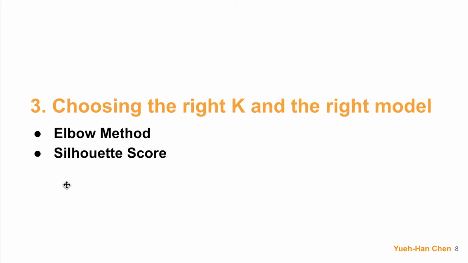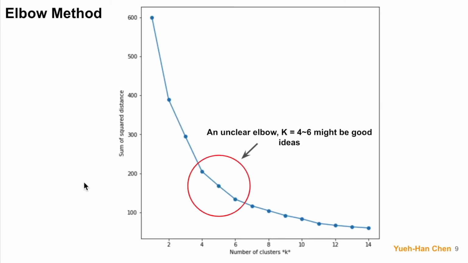In step 3, I choose the right K and the right model by using the elbow method and calculating the silhouette score. In the elbow method, I created a plot of the number of clusters on the x-axis versus the sum of square distance of the cluster center to each point on the y-axis. The sum of square distance will always decrease with each additional cluster center, and with fewer clusters, this decrease will be more substantial. At some point, adding new clusters will no longer create a substantial decrease in the sum of distance. These points are known as the elbows. As you can see, this dataset doesn't have a clear elbow, so k equals 4 to 6 might be good ideas. But we want a more precise k.